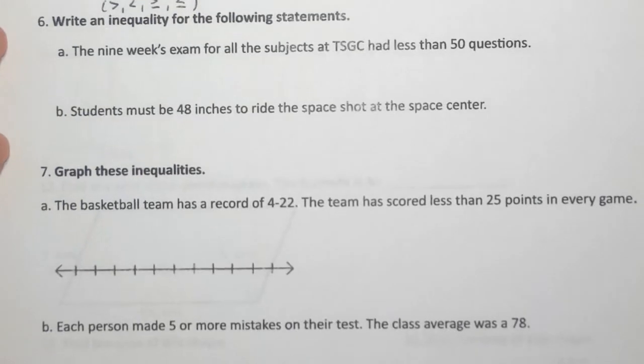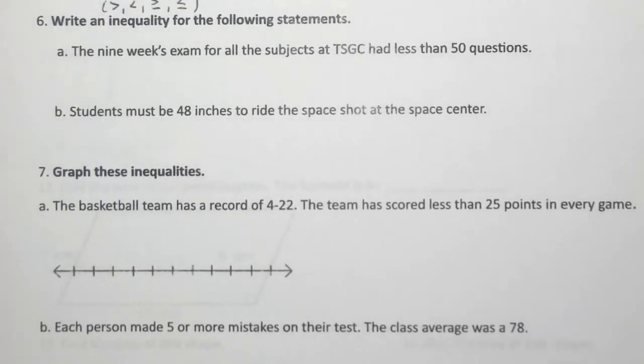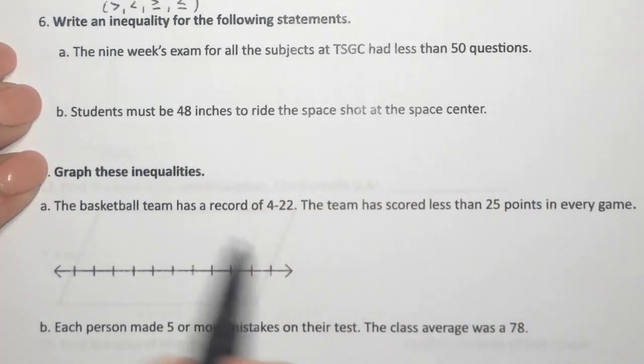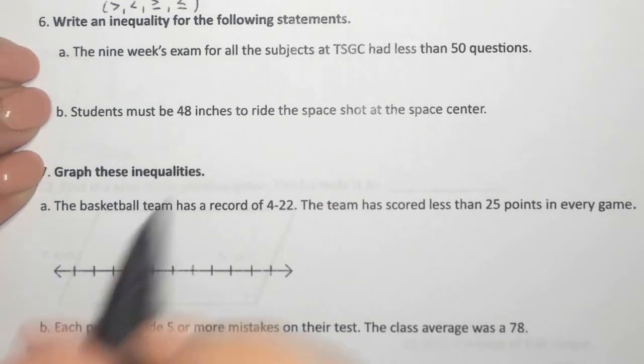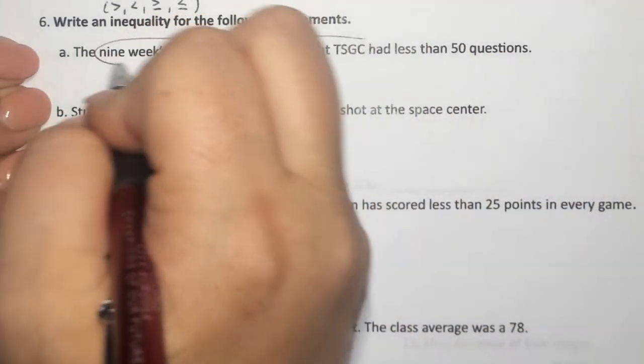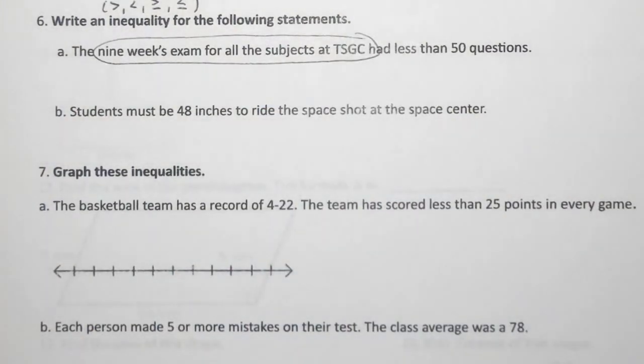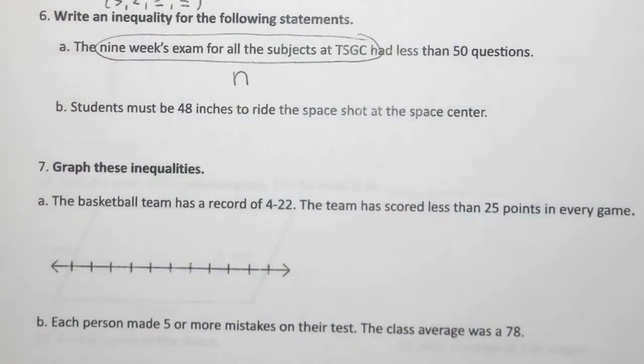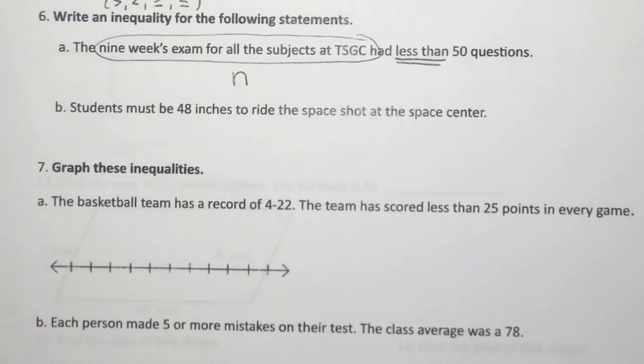All right. A, the 9 weeks exam for all subjects at Thompson 6th Grade Center had less than 50 questions. What is my variable going to be about? What are we talking about here? The number of questions, specifically where? On the 9 weeks exam for all those Thompson 6th Grade Center subjects. Okay, and I'm just going to use N for 9 weeks exam. Then it says less than. So if it says less than, what symbol are we going to use? The less than symbol.